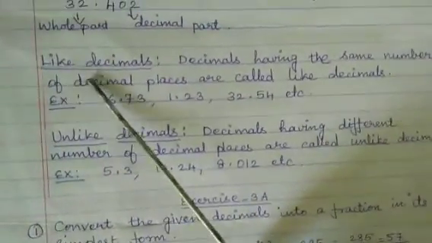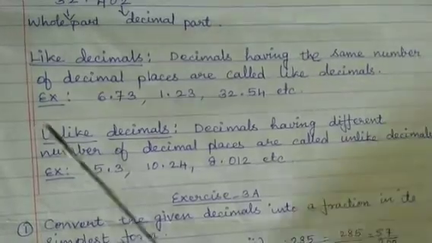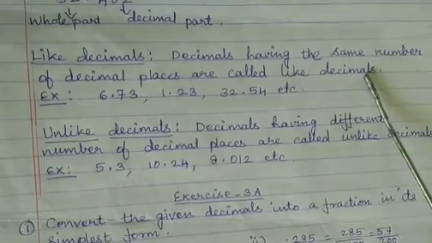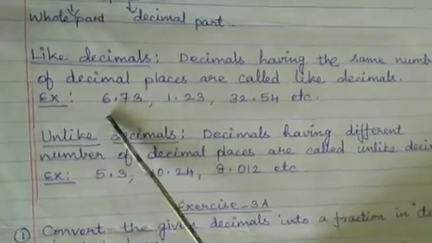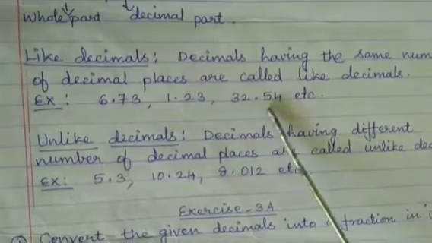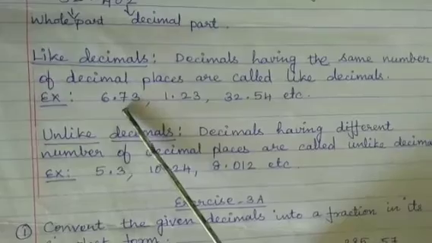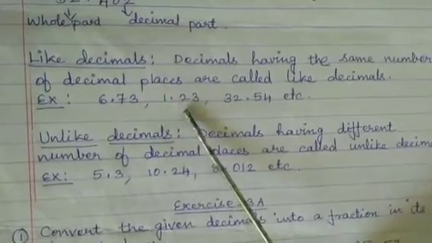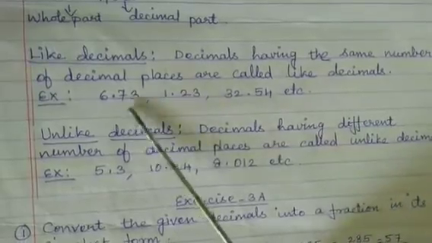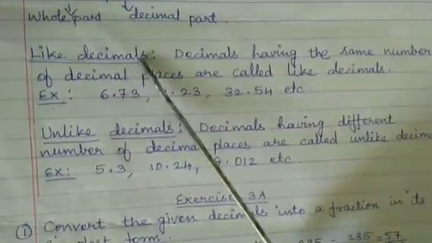First one is like decimals. Decimals having the same number of decimal places are called like decimals. See the example 6.73, 1.23, 32.54, etc. Any number you can write as you wish. Here the decimal part has 2 places, here also 2, here also 2. The number of decimal places is the same, so it is a like decimal.